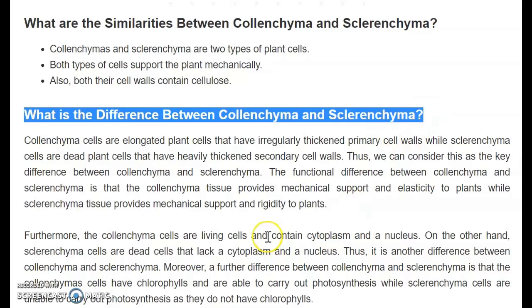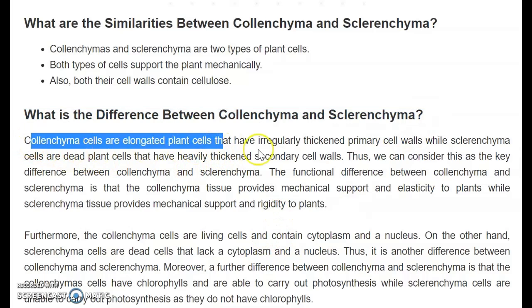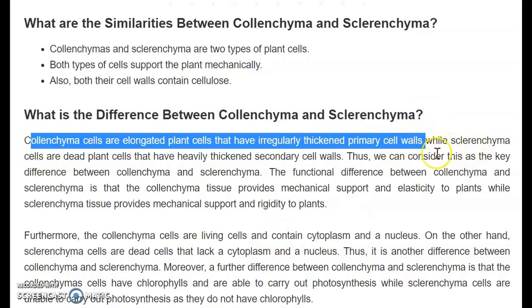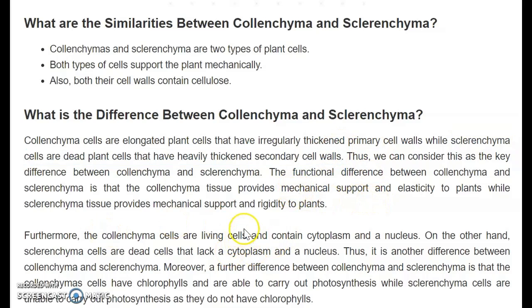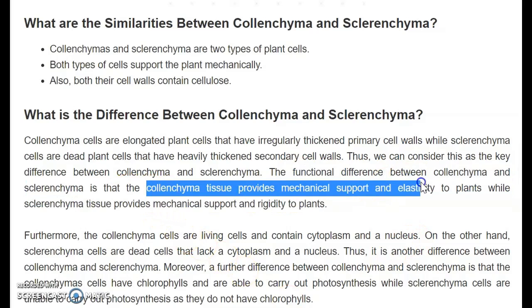What are the key differences between collenchyma and sclerenchyma in terms of structure and function? So collenchyma has elongated plant cells that have irregularly thickened primary cell walls. But sclerenchyma cells are dead plant cells that have thickened secondary cell walls. Okay, so it's the secondary cell walls that are thickened. So in terms of the functional difference, collenchyma gives the plant the mechanical support and elasticity that it needs, for example, to bend in the wind and so on.